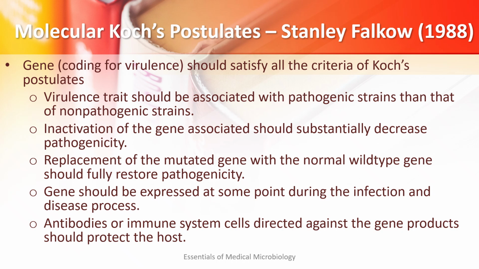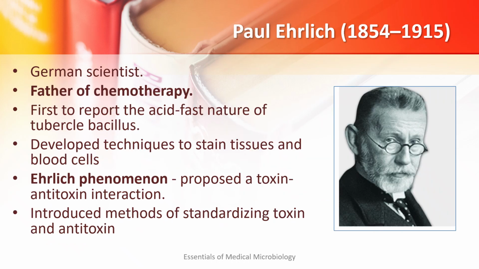If the gene is inactivated, you need to see a decrease in the pathogenicity of the microorganism. Then you need to replace the mutated gene with a normal wild-type gene, which should restore the pathogenicity. The gene should be expressed at some point during the infection and the disease process. Immune system antibodies and cells directed against the gene products should be protective for the host.